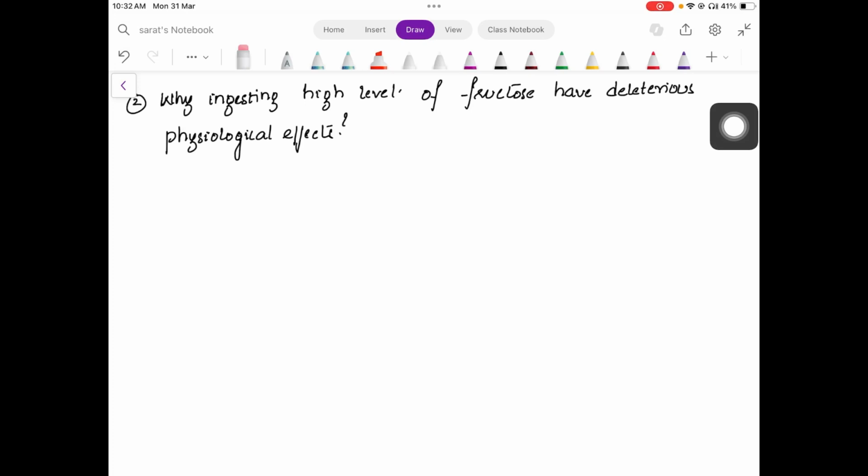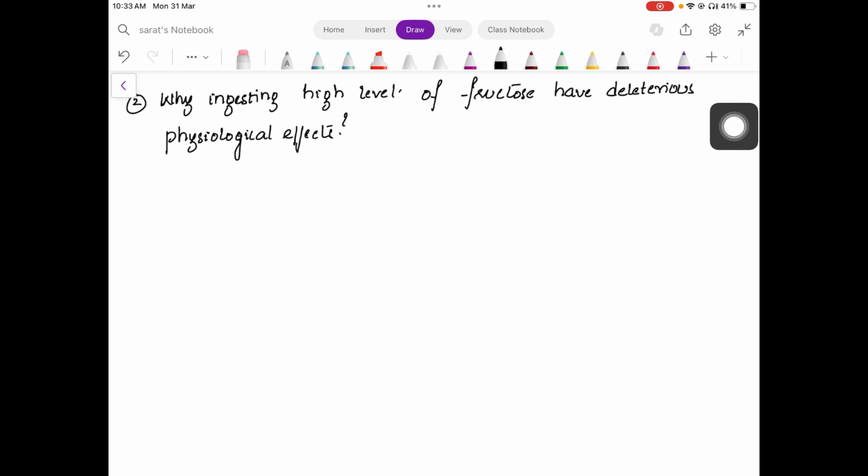And the next important aspect regarding glycolysis is why ingesting high levels of fructose has deleterious physiological effects. That is, when you take high amounts of fruits, those fruits will give a high amount of fructose to your body, and any other source giving a high amount of fructose to your body will have deleterious physiological effects. And we'll see how these effects occur.